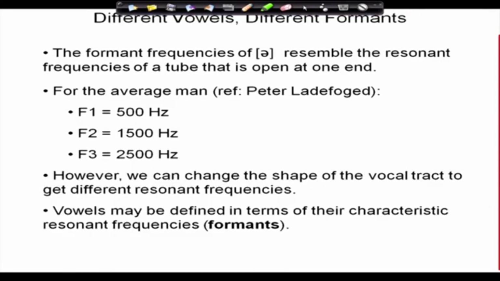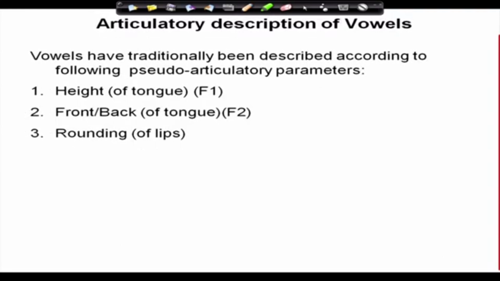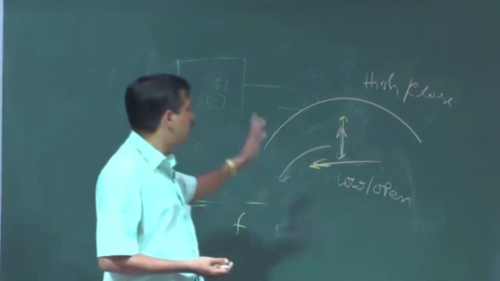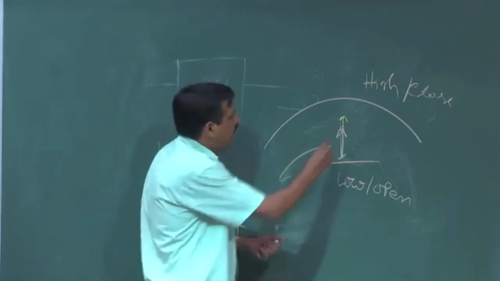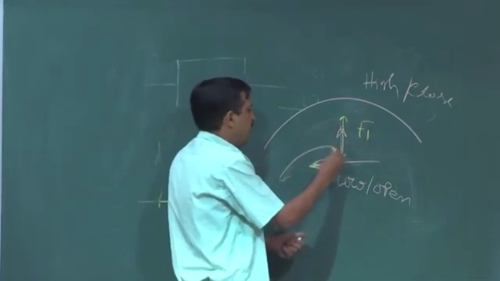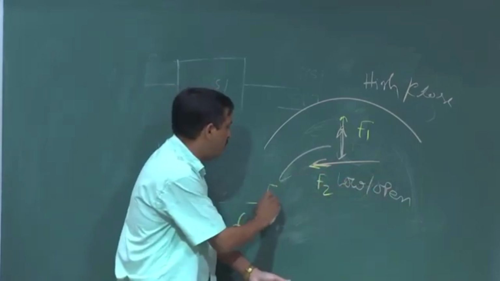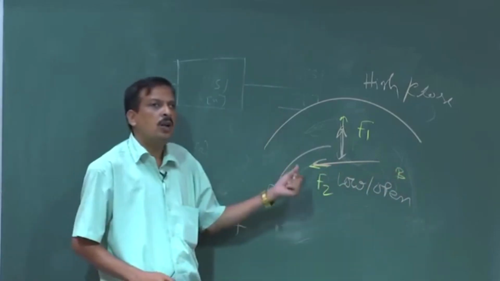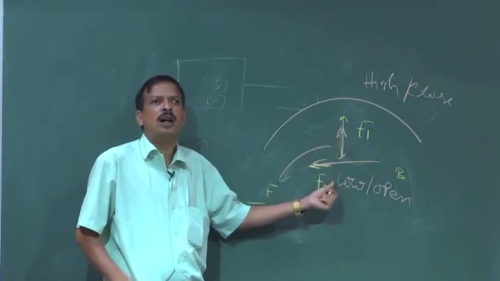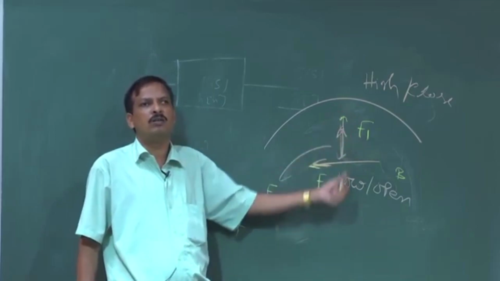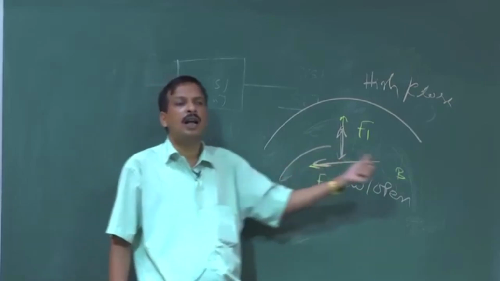Now there is a relation: the tongue height is related to the first formant. Tongue front and backness is related to the second formant, and lip rounding is related to the third formant. So this is a correlation: there is a close relation between F1 and tongue height, and a correlation between F2 and the tongue movement in the front and back. Okay. So seeing F1 and F2, I can classify whether this is a high vowel or low vowel, and whether it is a front vowel or back vowel.